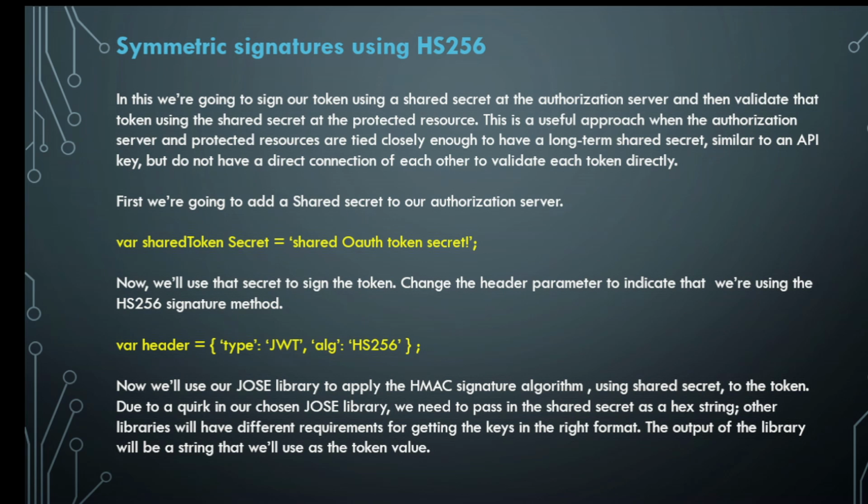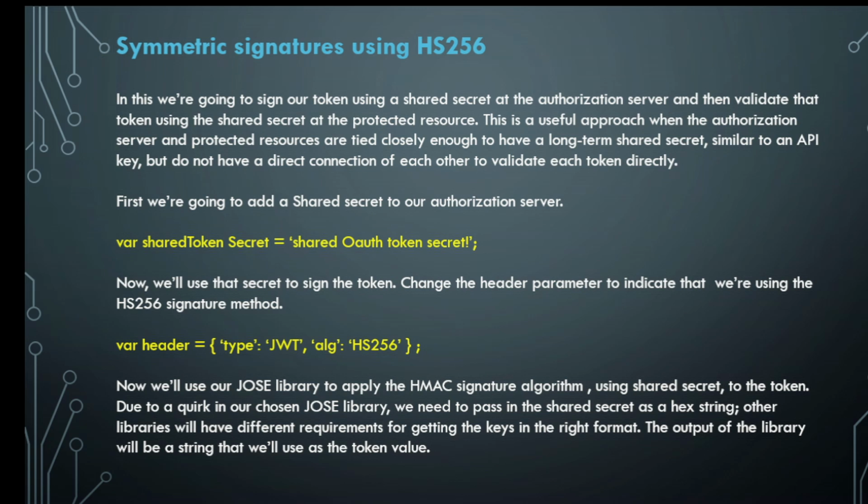Okay, so in this we are going to sign our token using a shared secret at the authorization server, and then validate that token using the shared secret at the protected resource. That means the protected resource, because it's the one that needs to do the validation of the token, can have that shared secret key so it can do the validation. So we just need to put this shared secret key at two places: one at the authorization server, which is used to sign the token using that same key, and one at the protected resource server, which can verify it.